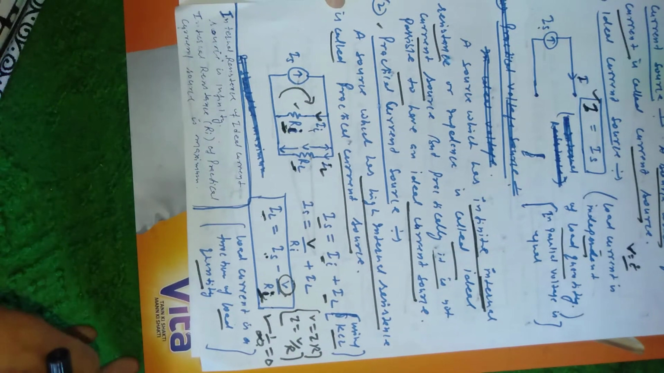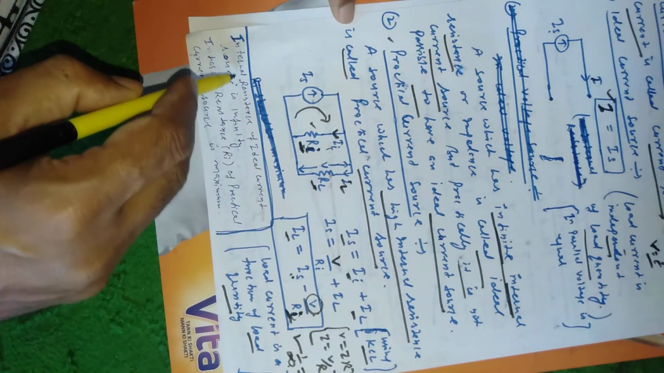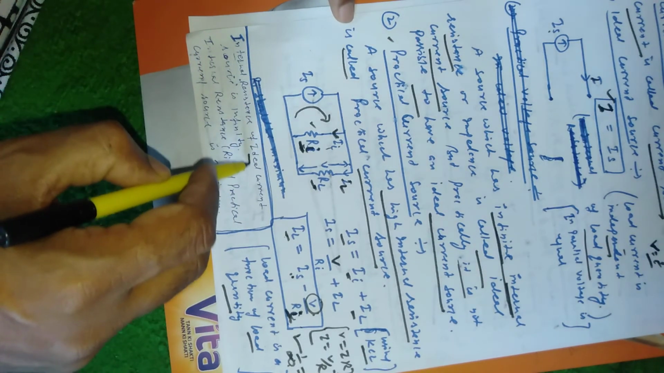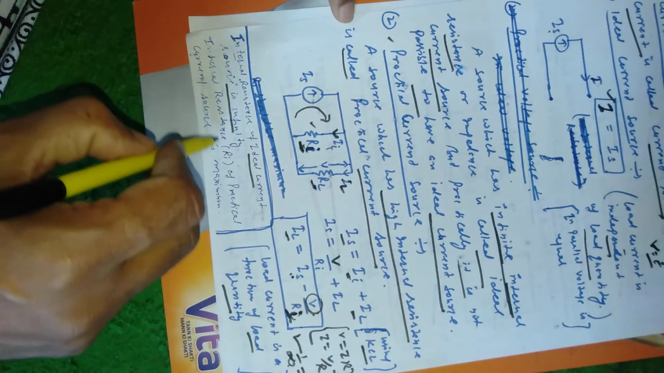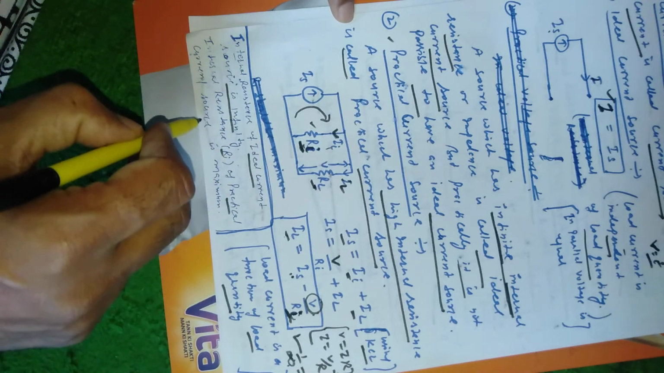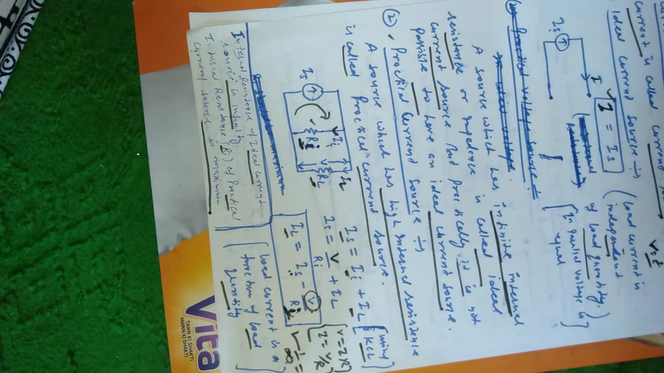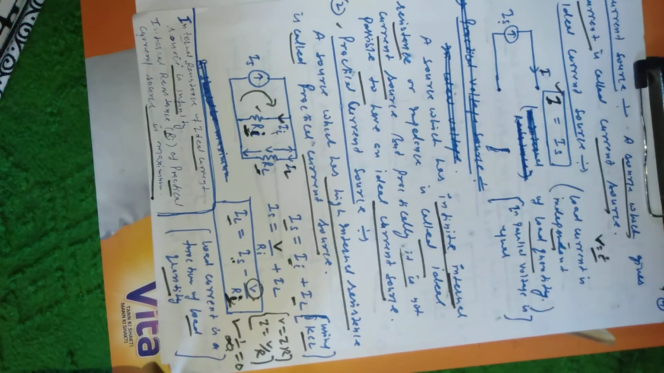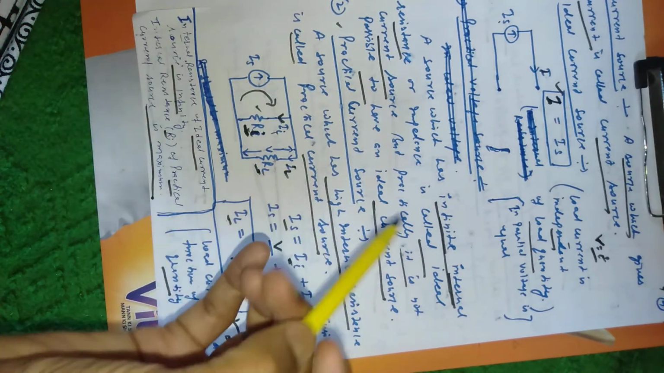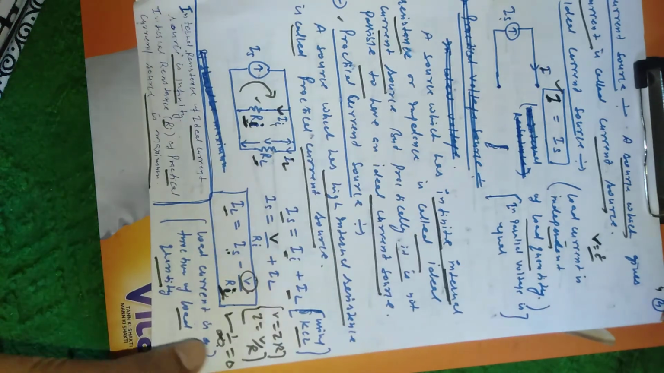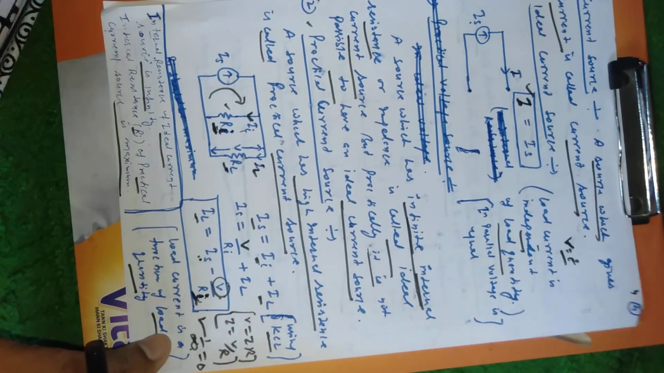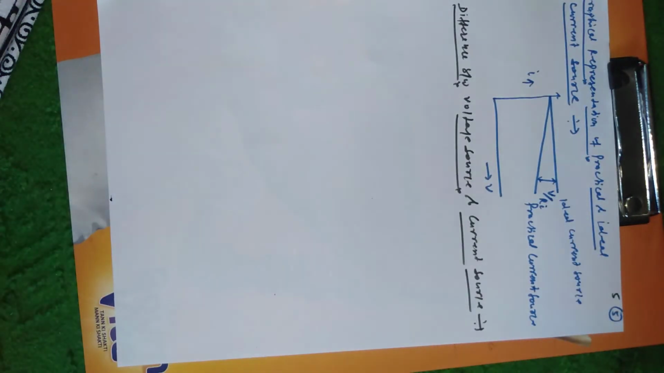And I have made the notes also. Internal resistance of ideal current source is infinity, and internal resistance RI of practical current source is the maximum. If it is infinity then the term becomes 0, then it meets the condition of the ideal current source, and it should be the maximum in case of the practical current sources.